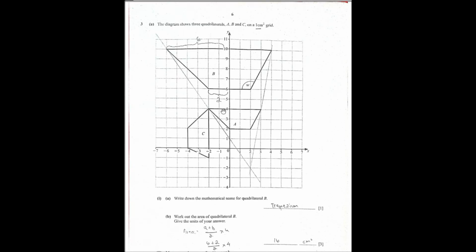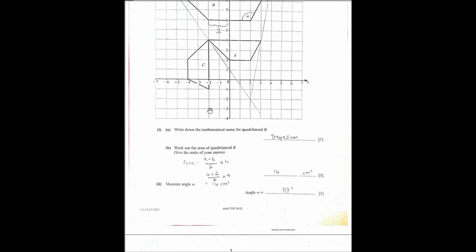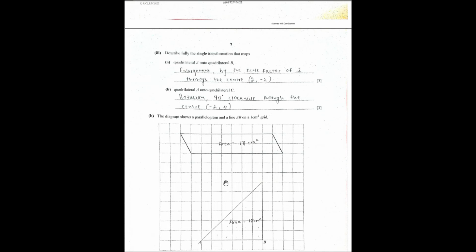Describe fully the single transformation that maps quadrilateral A onto quadrilateral C. So, A to C. I notice it is being rotated 90 degrees through the point (-2, 4). Since it is 3 marks, we have to mention the rotation, its direction, as well as its center, and that will give you the full marks.